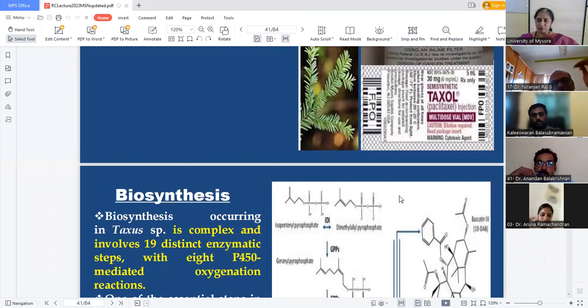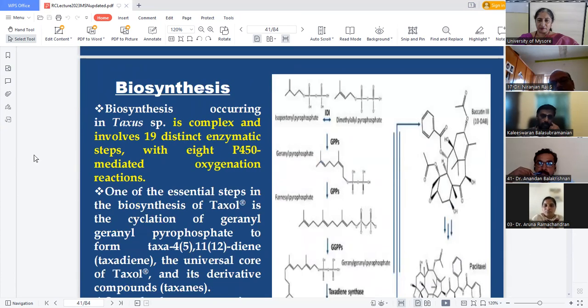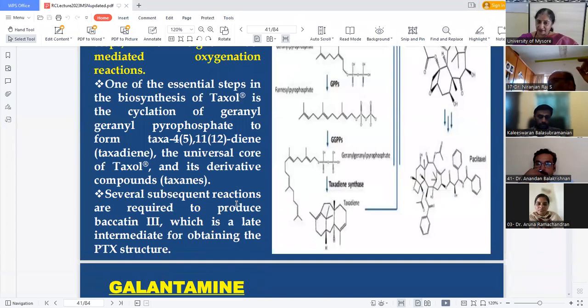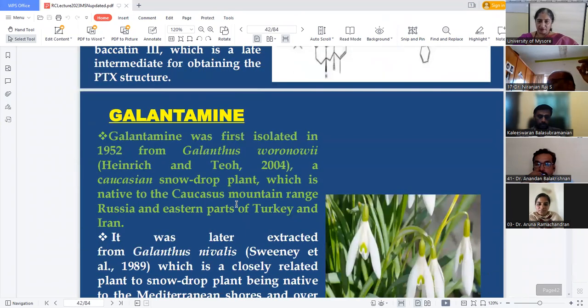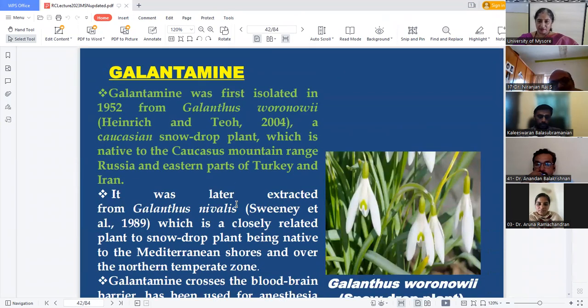The European use there, Himalayan use there. Okay. And the biosynthesis of Taxol is a complex process involving 19 distinct enzymatic steps. And so you have taxane as well as Taxol as a product. Then I don't know whether this is very familiar to you.